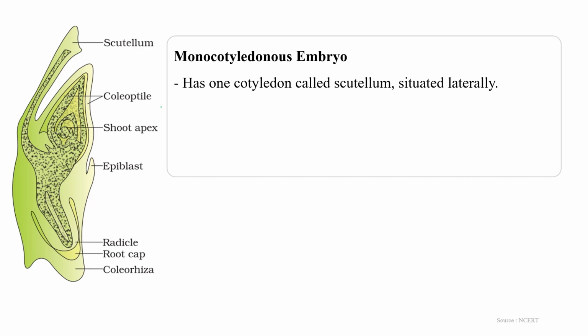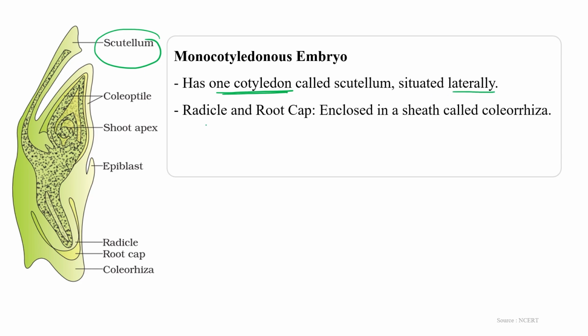Now, the monocotyledonous embryo. This monocot embryo has only one cotyledon, which is called scutellum. It is situated laterally. This is the radicle and root cap. This region is enclosed in a sheath known as coleorhiza. This is the sheath, known as coleorhiza.